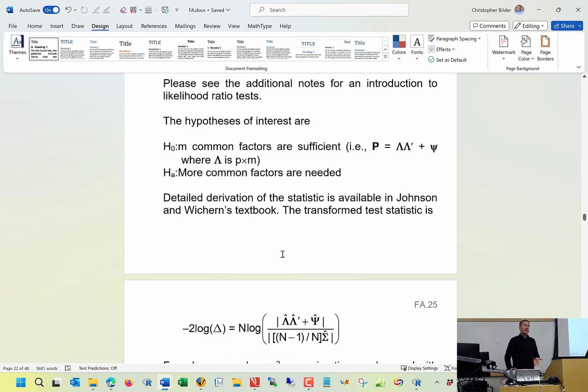Now our hypotheses become much more complicated. The null hypothesis is that we have m common factors. And what that basically means is that you have all these corresponding lambdas. Those are our parameters that we're actually testing. The alternative hypothesis is that more common factors are needed. So instead of m common factors, we need maybe m plus 1 or m plus 2 or so on.